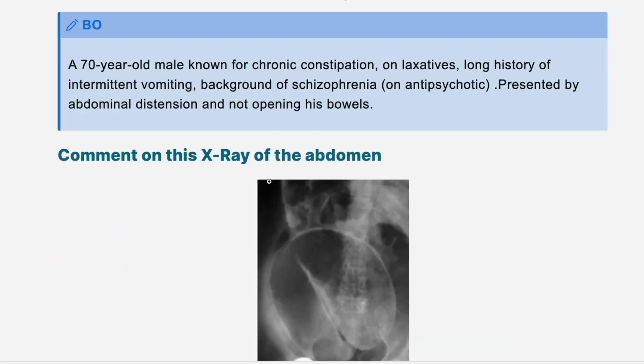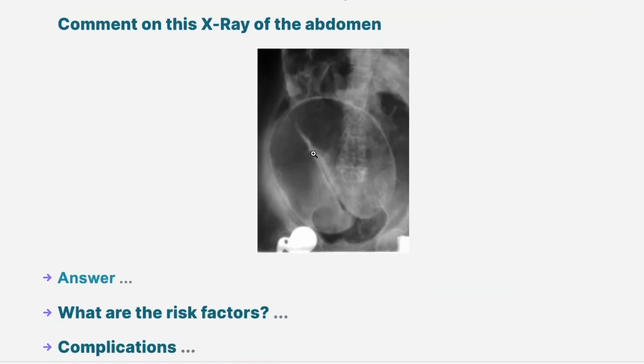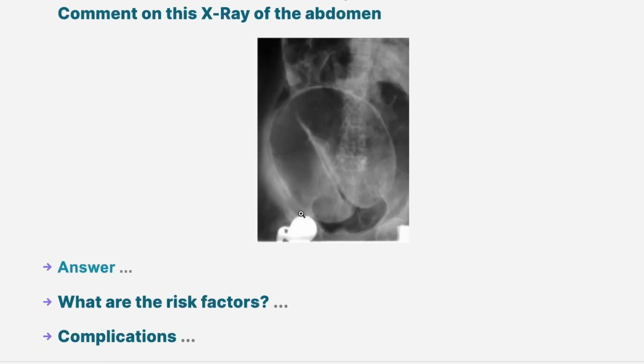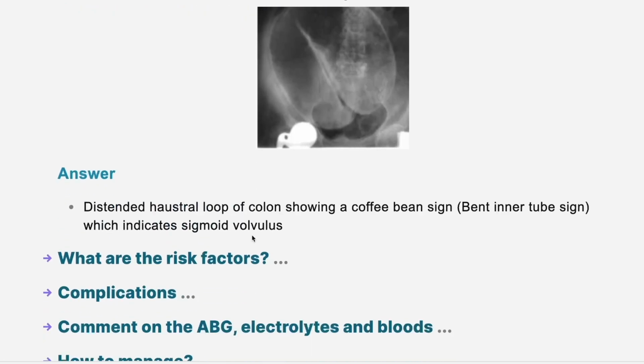Looking at this X-ray, we have a typical sign that is called the coffee bean sign. As you can see here, this is the taenia coli, and this is a very dilated bowel loop around it. So this is called the coffee bean sign. It's typical for sigmoid volvulus. So the answer: distended haustral loop of colon showing a coffee bean sign and indicates a sigmoid volvulus.